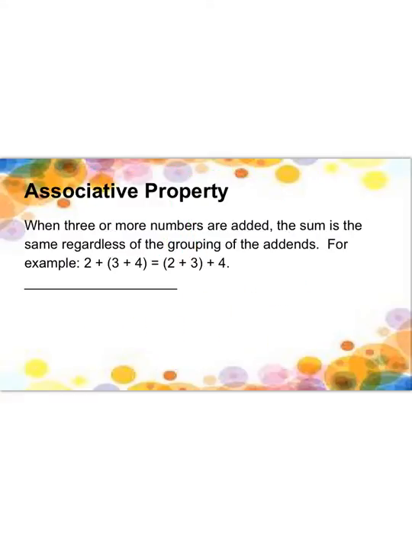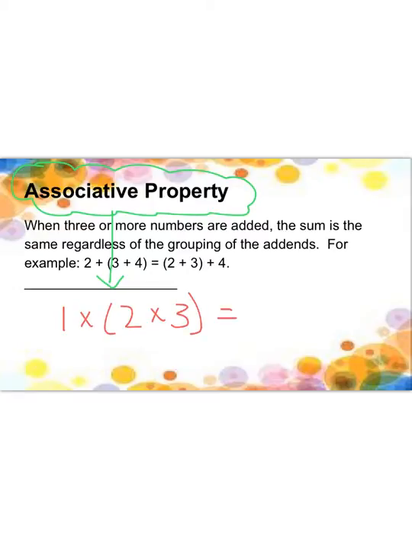The next property on your sheet reads, when 3 or more numbers are added, the sum is the same regardless of the grouping of the addends. For example, 2 plus the group 3 plus 4 is the same as the group 2 plus 3 plus 4. So you are going to write the associative property in the blank for your notes. This also works for multiplication.